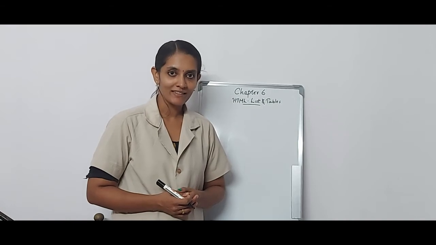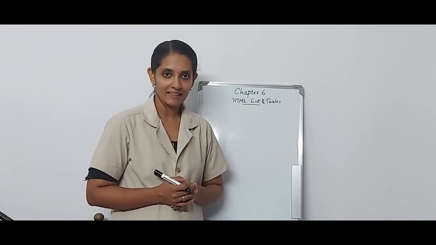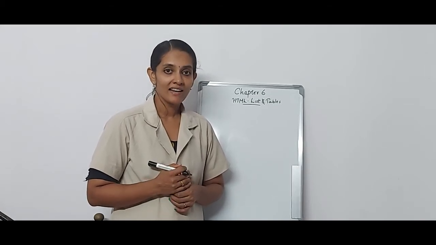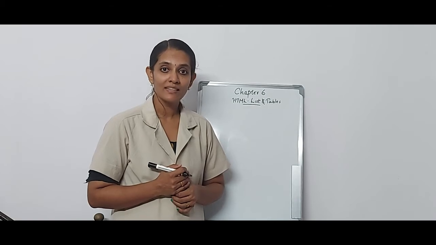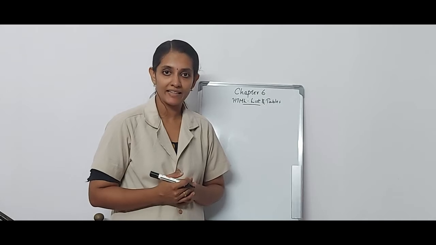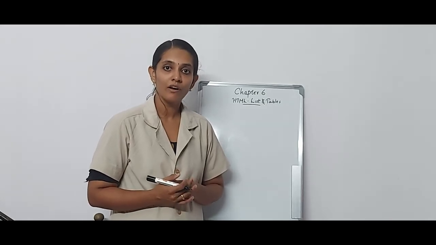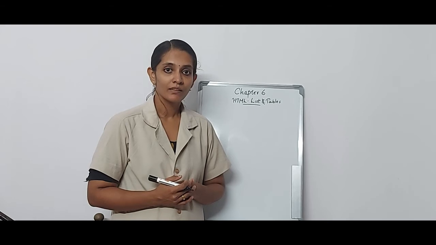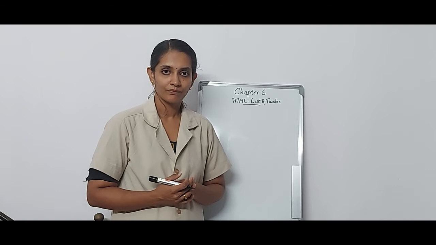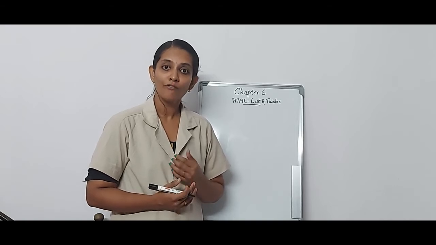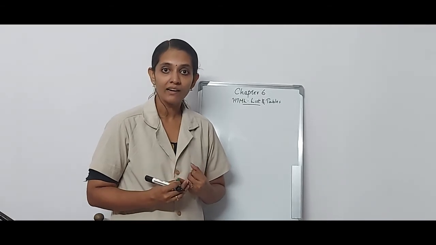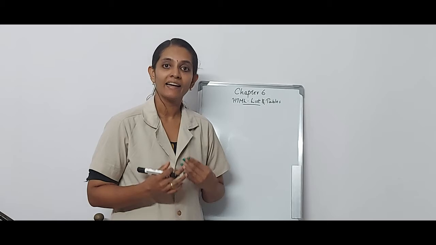Today we are going to discuss continuation of chapter 6, HTML list and tables. In last class, we have discussed tables in HTML. Tables means it's a collection of data or information in the form of rows and columns. Tables are created using table tag. And table has 4 child tags: caption, tr, td and th.